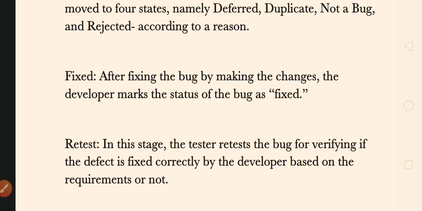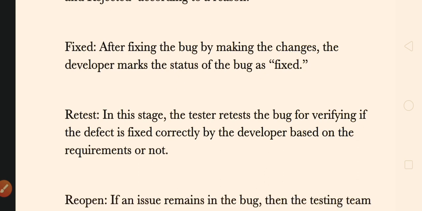Now next is Fixed. After fixing the bug by making the changes, the developer marks the status of the bug as fixed. If the bug is found and assigned to someone, and that is open, they are working on it. After opening it, when that bug is fixed, then that comes under the stage of fixed.